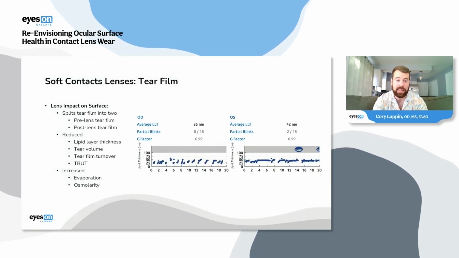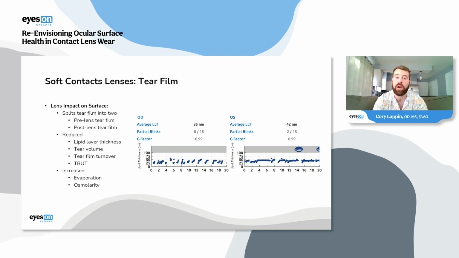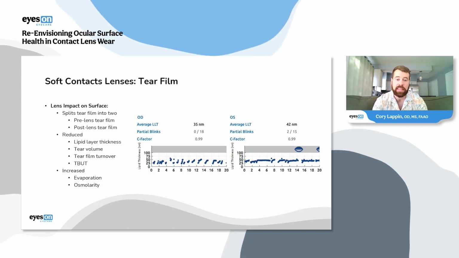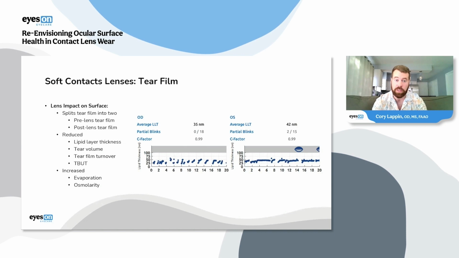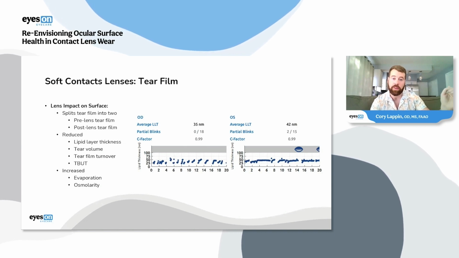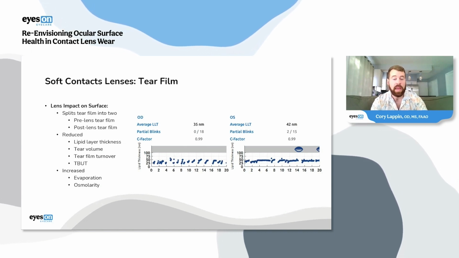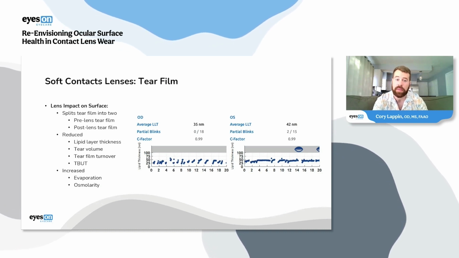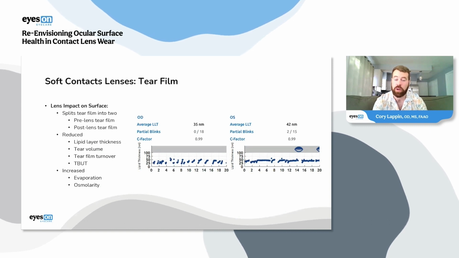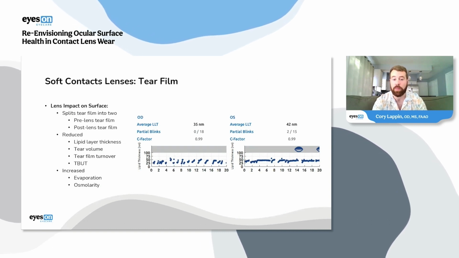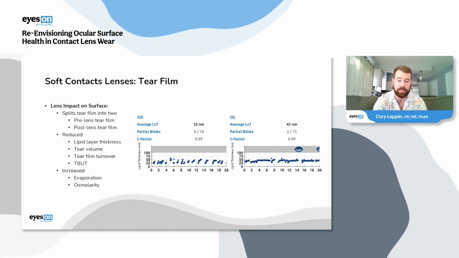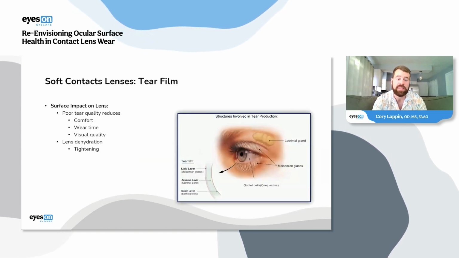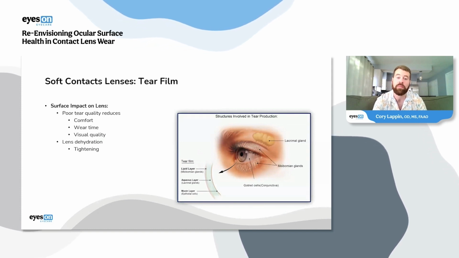And when you add a contact lens onto the ocular surface, it profoundly alters the tear film. The biggest thing that it does is it's going to split the tear film into two. You're now going to have a pre-lens tear film and a post-lens tear film. And this really destabilizes it. And that's why you're going to get a reduction in lipid layer thickness, tear volume, tear film turnover, and even decreased tear breakup time. Additionally, you're going to get an increase in evaporation and osmolarity. And all this destabilization negatively impacts contact lens wear in terms of comfort, wear time, visual quality.